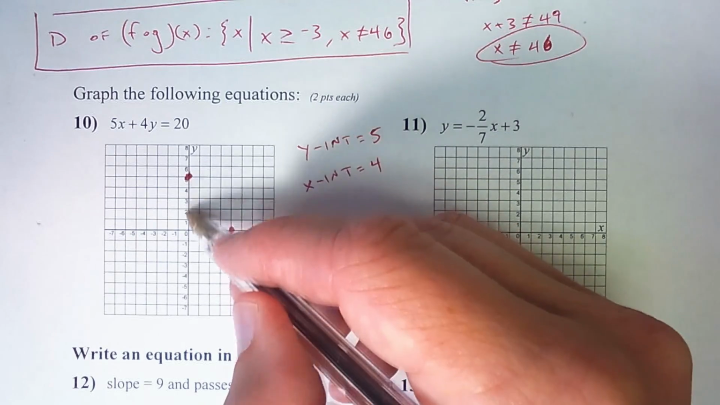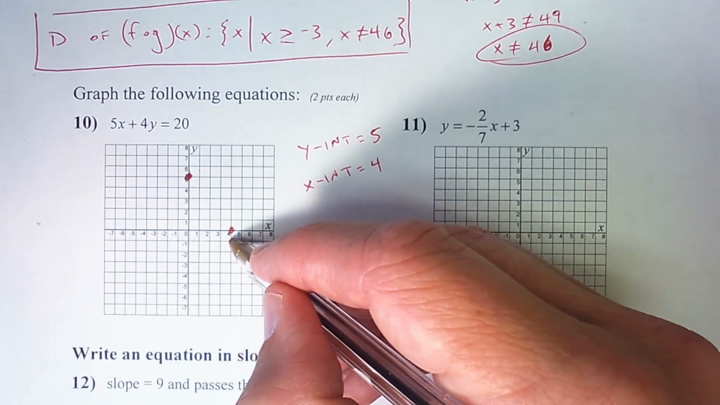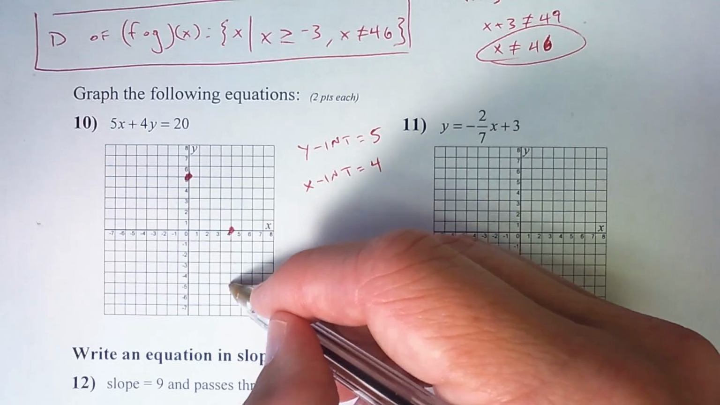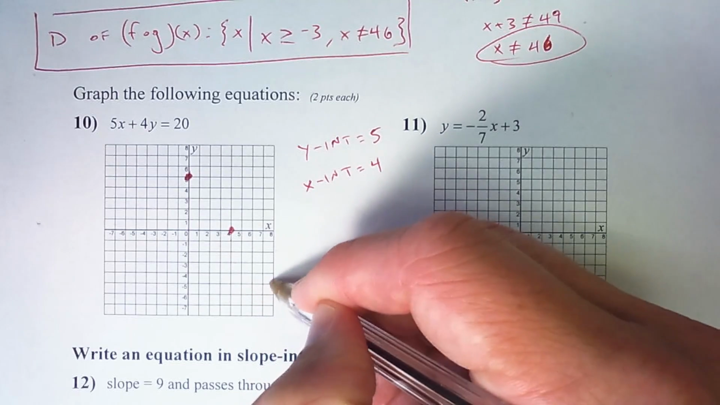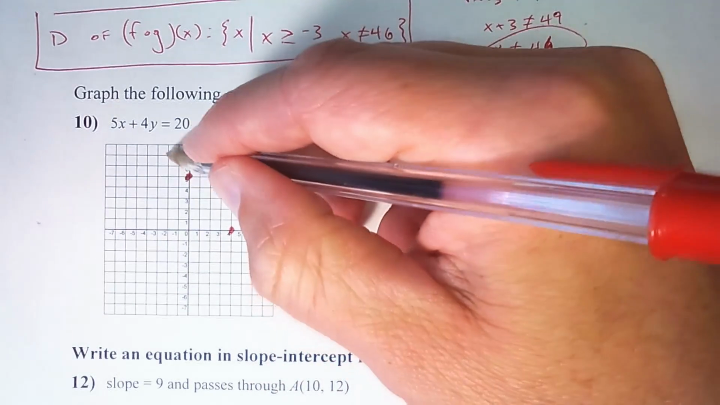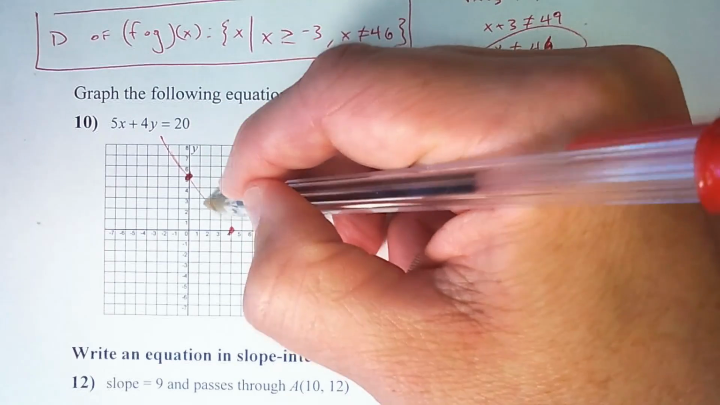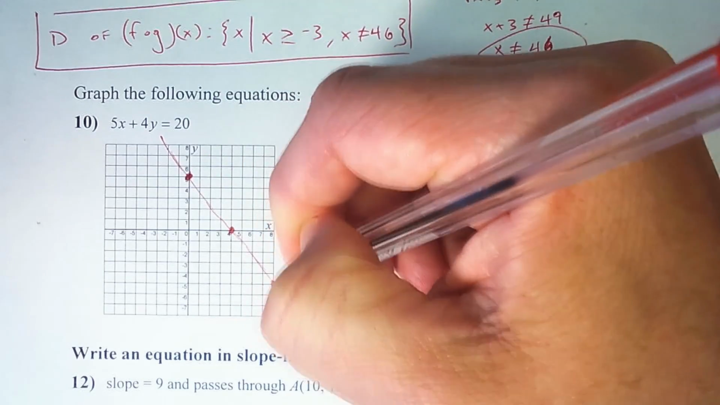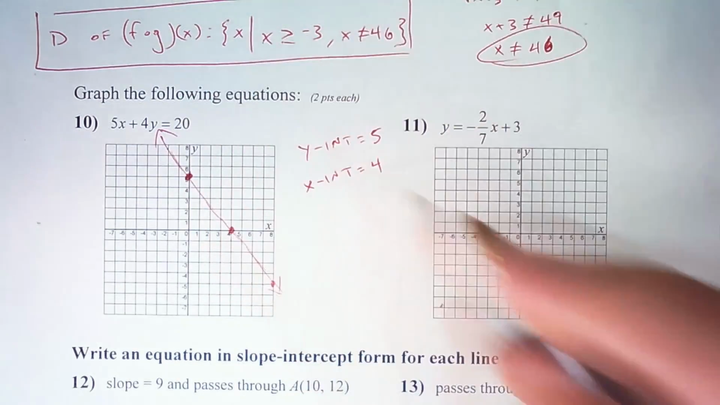Now we go down 5 and right 4. I can do that again. 1, 2, 3, 4, 5. 1, 2, 3, 4. So there's another point. So there is my line.